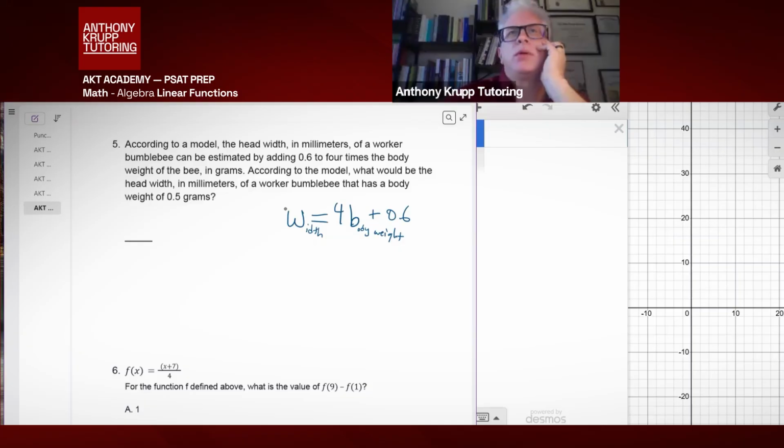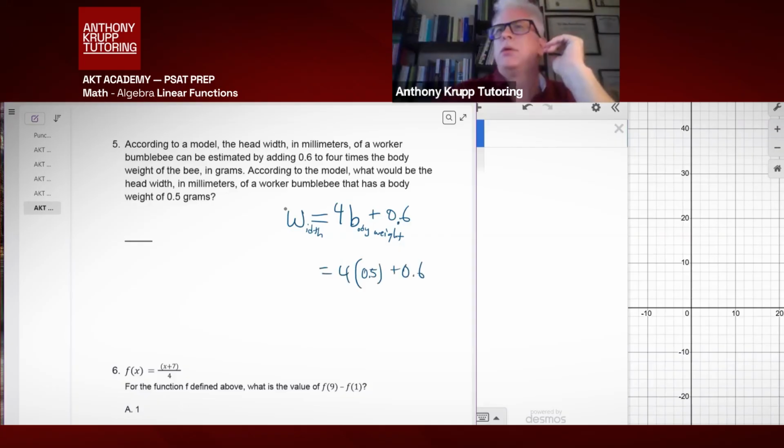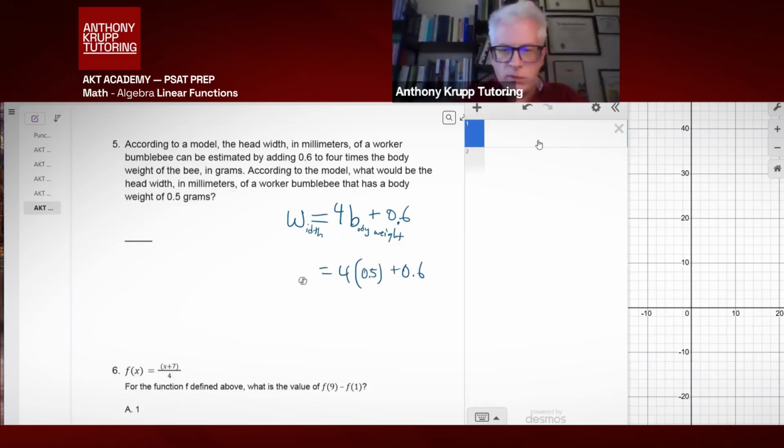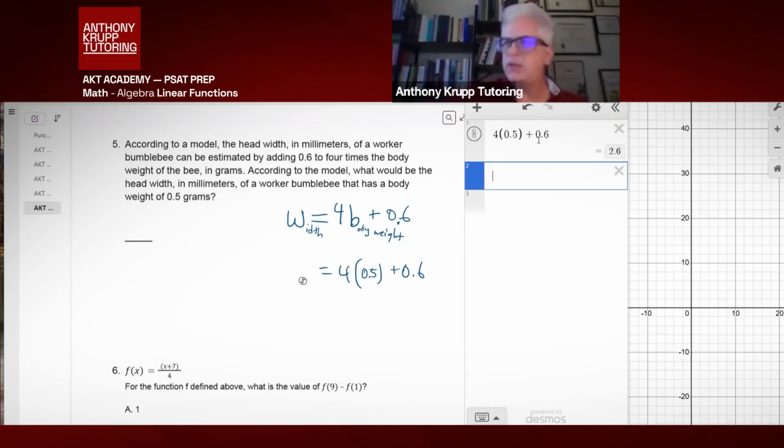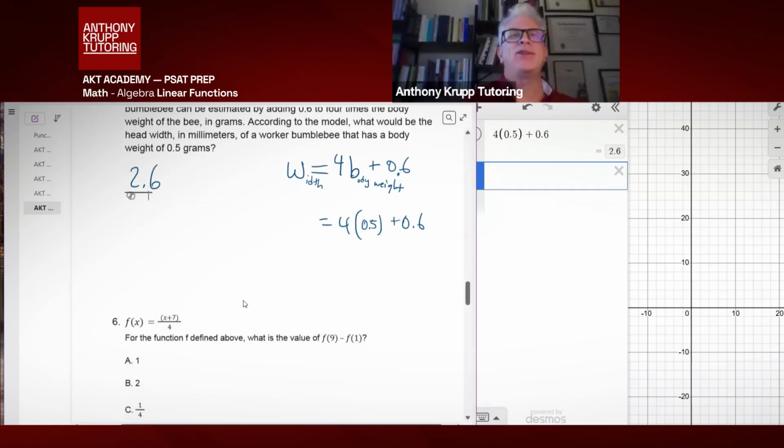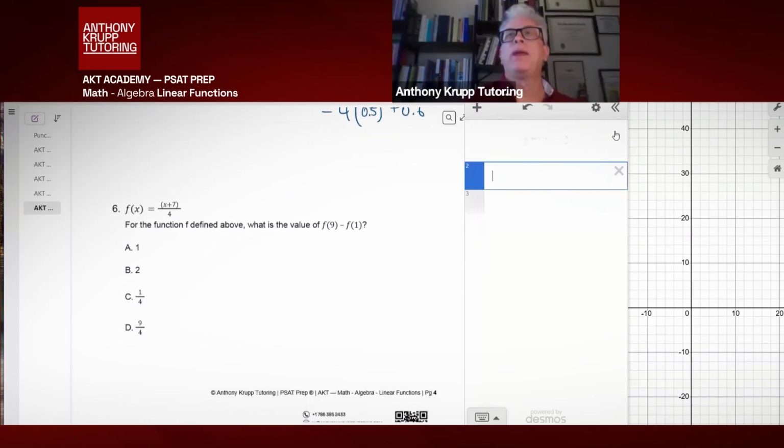Any questions about that? Well, if you do, I'm not here. I can't answer them, I guess. Okay, but hopefully this makes sense to you, right? Now, according to the model, they're saying, what's the deal if the body weight is 0.5? I don't know. Let's find out. So it's going to be 4 times 0.5 plus 0.6, which is equal to 2.6. That's the answer. Any questions? If you do, email or chat me. But I assume you won't have any questions. This is exciting. Okay.